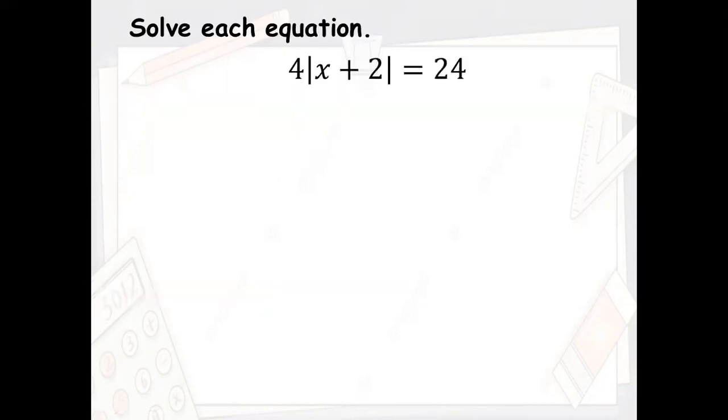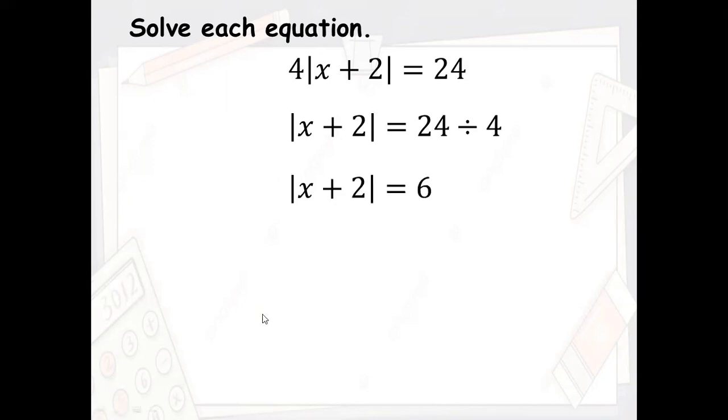Okay, let's check one more question. This question says 4 multiplied by the absolute value of x plus 2 equals 24. So 4 multiplied, as you know, acts like a parenthesis also. If any number is with the parenthesis, it means multiply. So we have to get rid of this number here. To get rid of the number, all you need to do is move it to the other side, so that becomes divide by 4. 24 divided by 4 will give you the absolute value of x plus 2 equals 6.